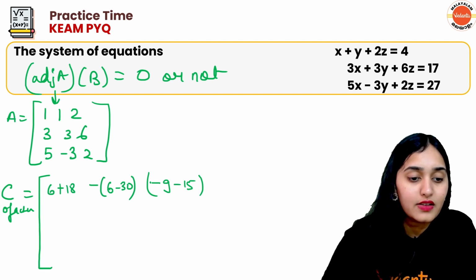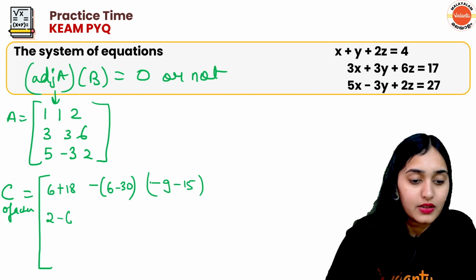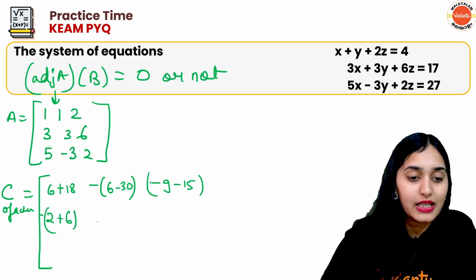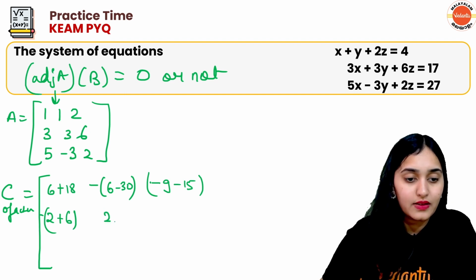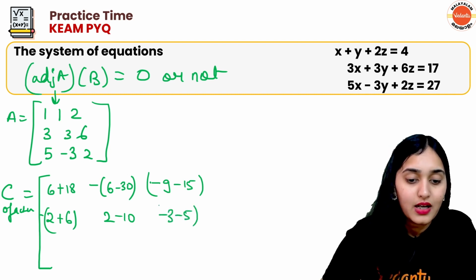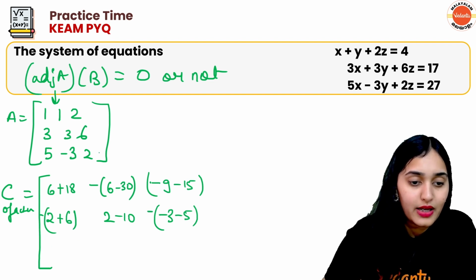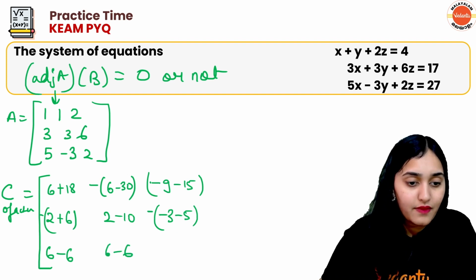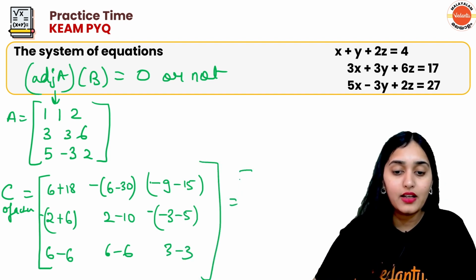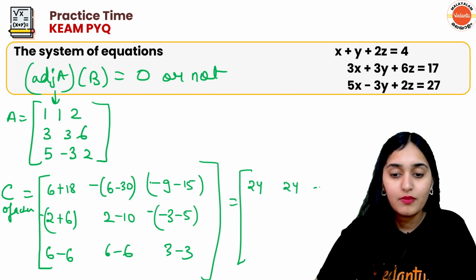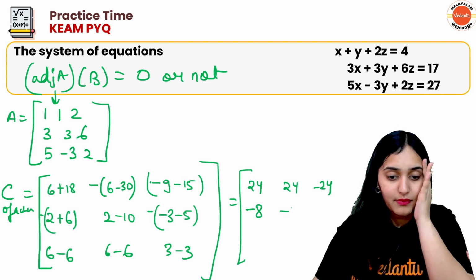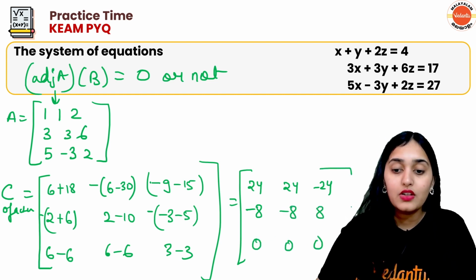Next, for C21, first row, second column: 2 1s are 2, 3 2s are 6. Plus 6, but here you have to multiply with a minus sign. Then plus sign, remove this row and this column: 2 1s are 2, 5 2s are 10. Then you have minus 3, minus 5, but multiplied with a minus sign. Then remove this row and column: 6 1s are 6, 3 2s are 6, so 6 minus 6. Lastly, removing this, 3 minus 3. So the cofactor matrix is 24, 24, minus 24, then minus 8, minus 8, plus 8, then 0, 0, 0.